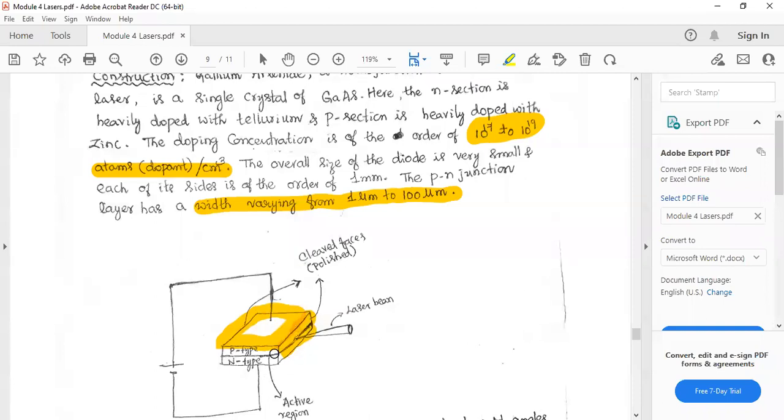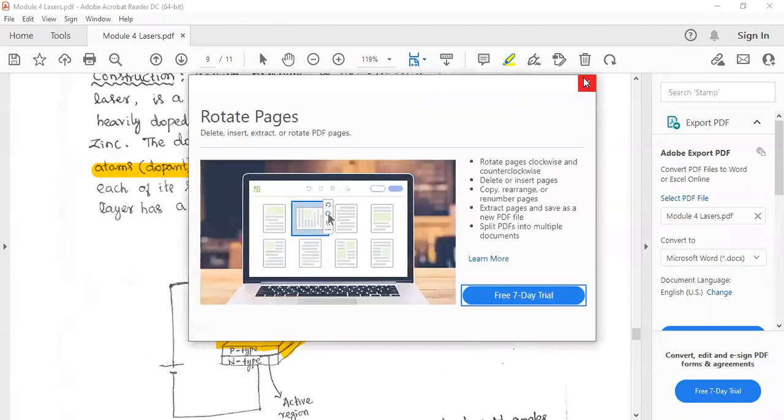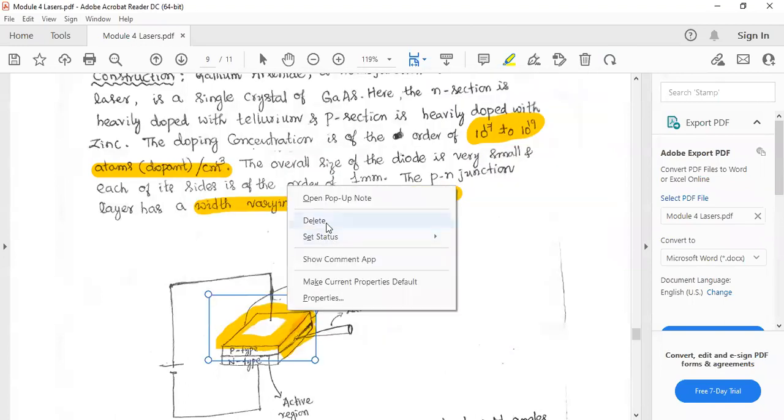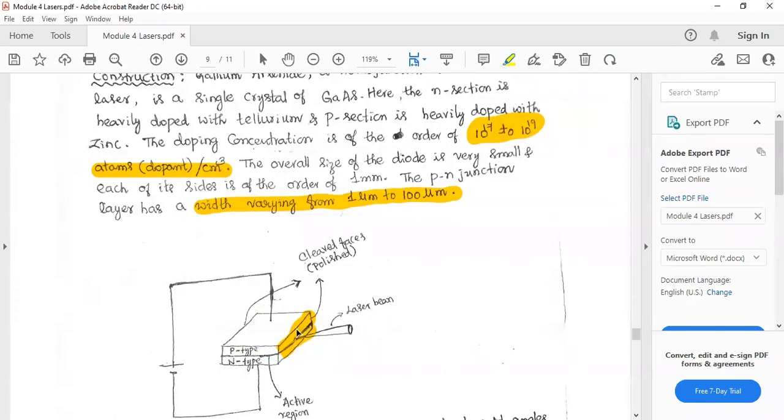These two surfaces, these edges, are cleaved and well polished, and they act as reflecting surfaces, these two sides. There is a passage made for light to come out, from where the laser beam will come out. This is the junction region.